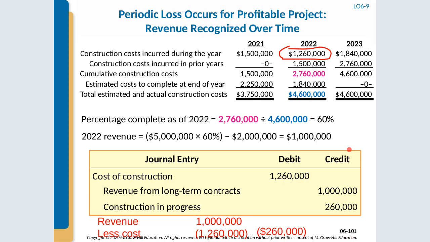Okay. However, if you look at 2023, remember that it was 5 million, right? 5 million is the revenue overall, because 2023 is 100%. Overall, all of my costs are 4.6. So overall, I still have 400,000 of profit in this project. But for that year, 2022, I'm going to report a loss. So all we do is we have our cost of construction, which is an income statement account.